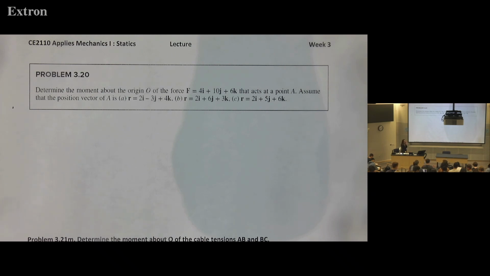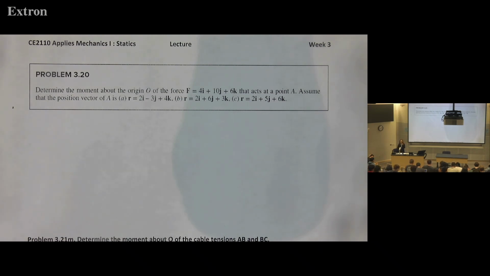Then we move on to the next problem here. So next problem is problem 3.20. And then determine the moment about the origin of force here. So force is fixed. And then the position vector is different for each selection. So A is here, B is here, C is here. So please pay attention back to the problem solving, okay?